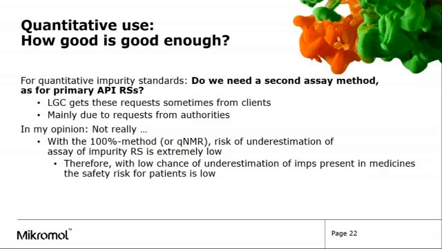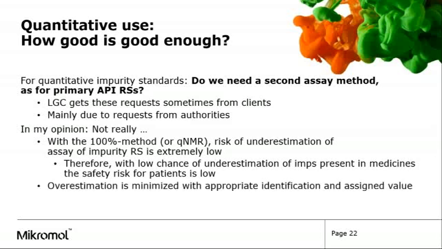And that means there's a low chance of underestimating the impurities present in the API, and so the safety risk for patients is low. So it really doesn't add value from a regulatory standpoint to need a second method. Also, the overestimation is minimized when the appropriate identification and assigned value have been carried out.